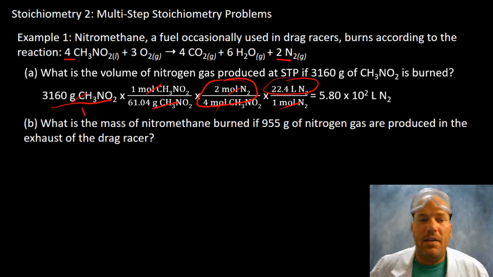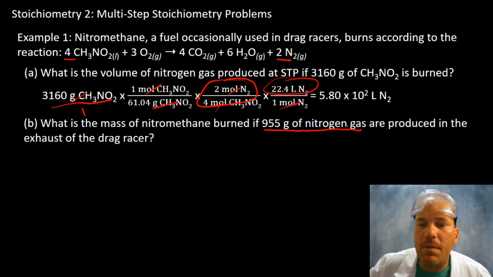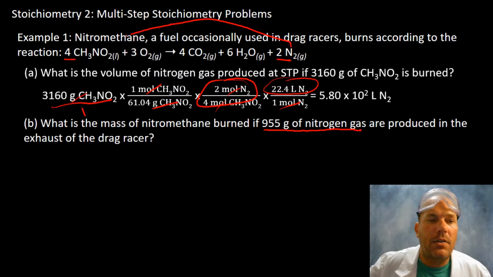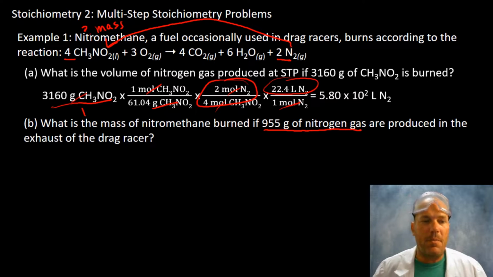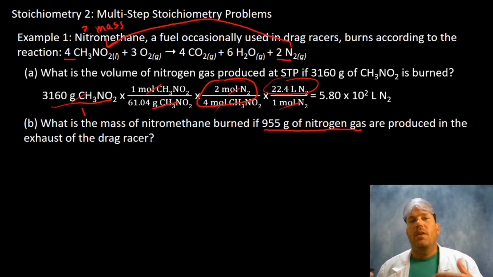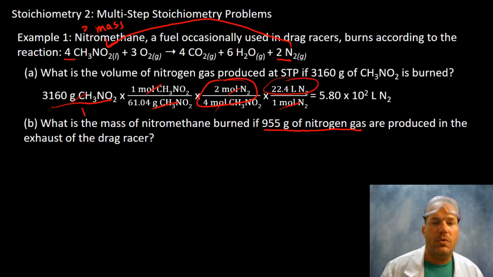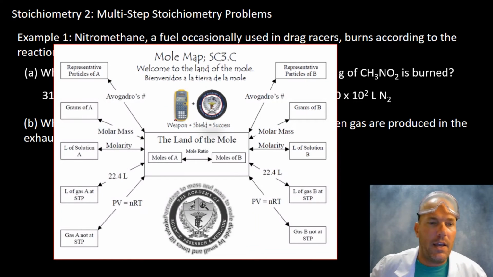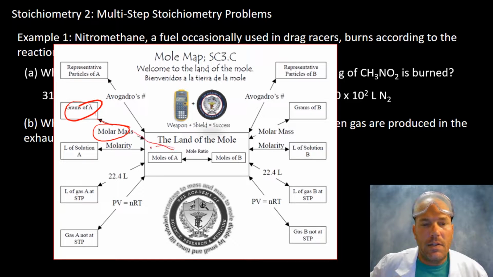What is the mass of nitromethane burned if, okay, so we have 955 grams, and we're being asked to go here. Remember, you can go anywhere. Question mark mass. How many grams of nitromethane if 955 grams of the nitrogen gas are produced. So we're going from a gram to gram. All right, let's take a look at that here. We're going grams. We're going to use molar mass. That's going to get us moles.